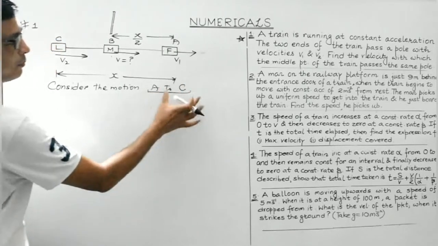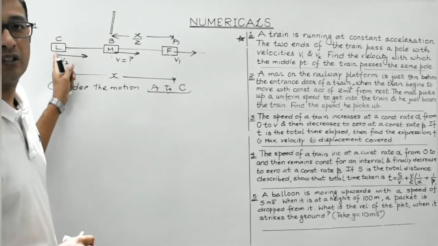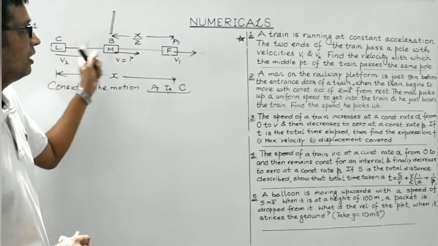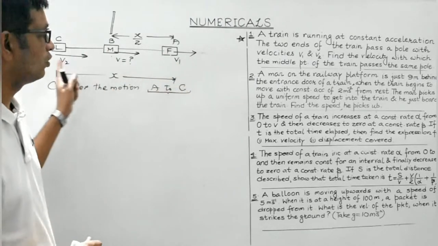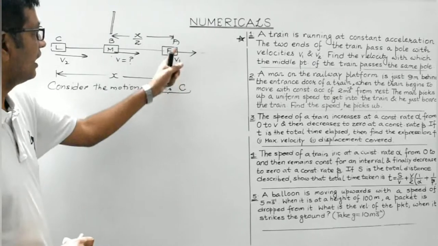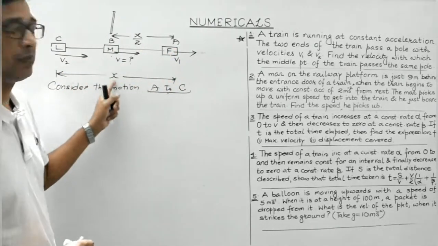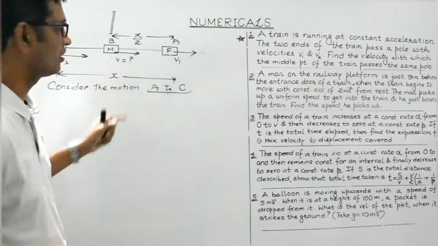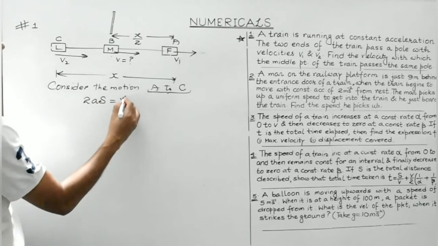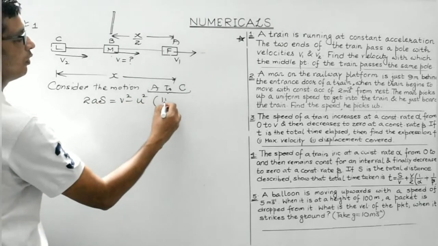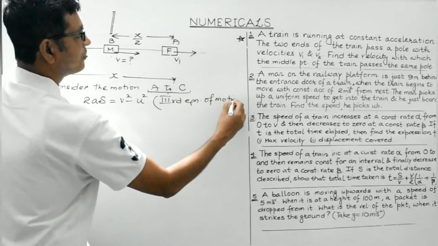Now look, this is very important to write this statement. A to C means A is the initial point and C is the final point. Between A and C, the train has changed its velocity from v1 to v2. v1 is the initial velocity, v2 is the final velocity at point C. And during this time interval, the train has covered a displacement of x. Right students? So let's make use of the third equation of motion. Third equation of motion is 2as equals v square minus u square.